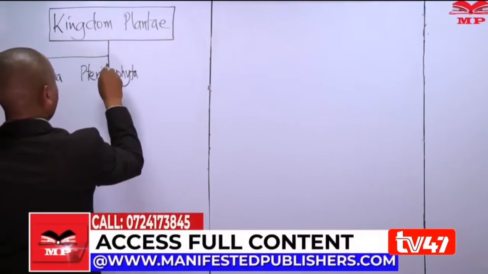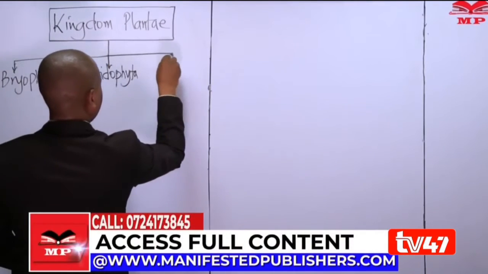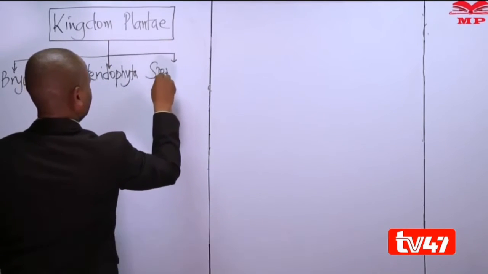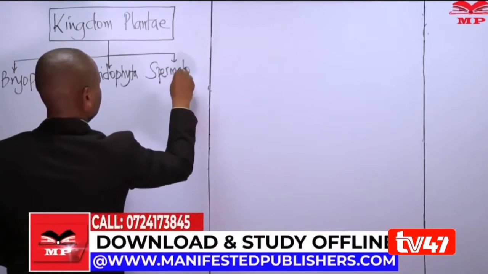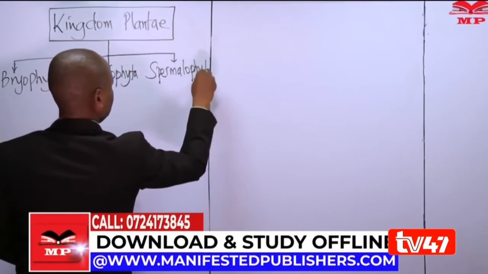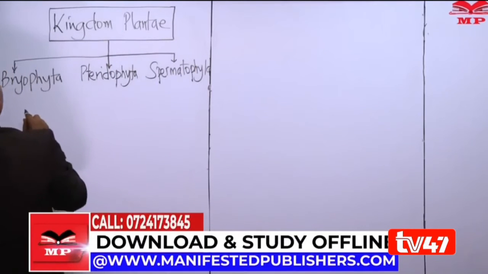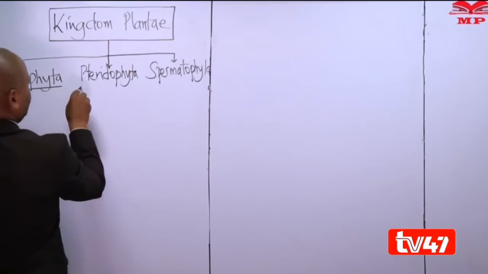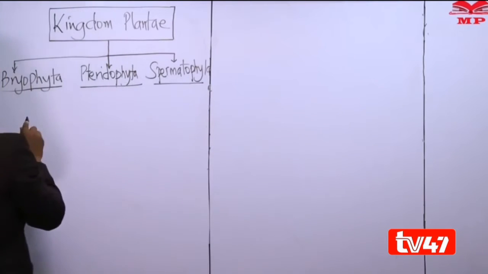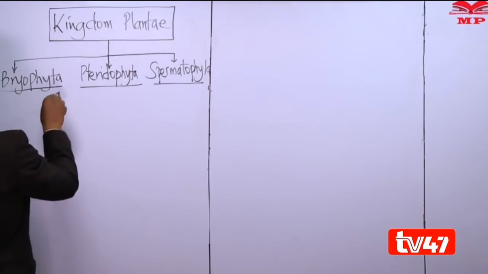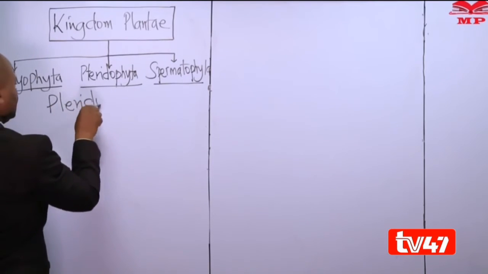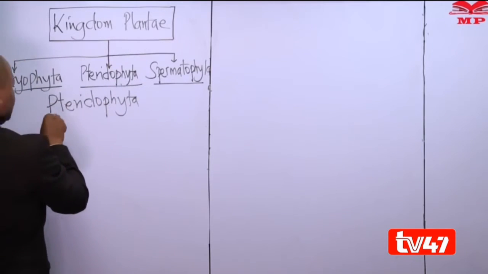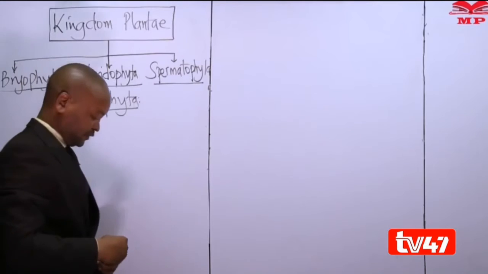Those are the ones we are supposed to look at, Pteridophyta, and then we have the last one that we shall look at, that is Spermatophyta. So these ones are the divisions that we are supposed to look at. We had already looked at the Bryophyta, so today we are going to look at the Pteridophyta. So this is a division that we are going to look at.